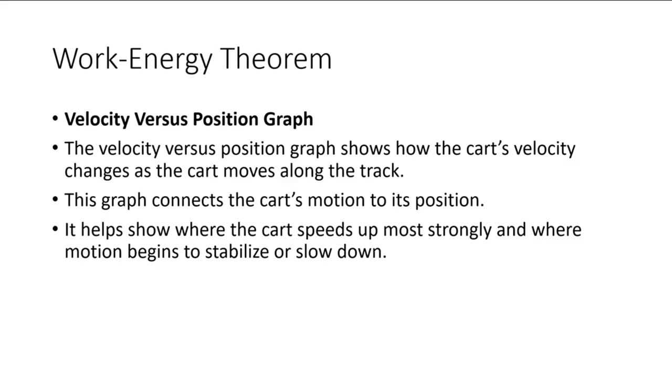Okay? Now, for the last graph, that would be the velocity versus position graph. This graph shows how the cart's velocity changes as the cart moves along the track. It connects the cart's motion to its position. It also helps us show where the cart speeds up the most, where it is strongly speeding up, and where the motion begins to stabilize or slow down. This graph is useful because time is not the only useful reference variable. Position also tells us how the cart's motion changes along the track.